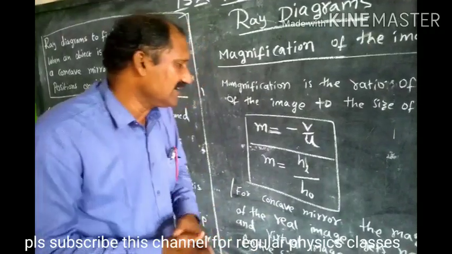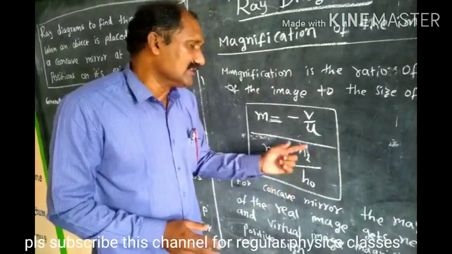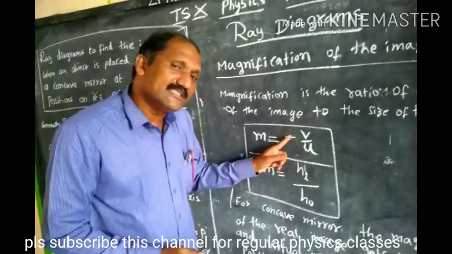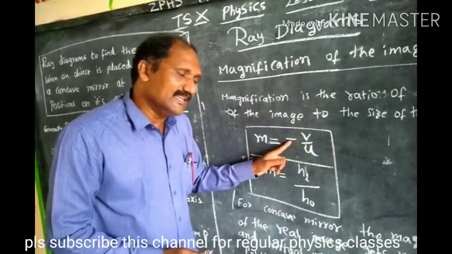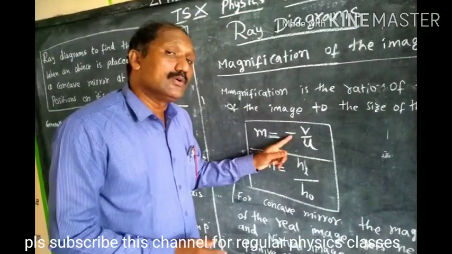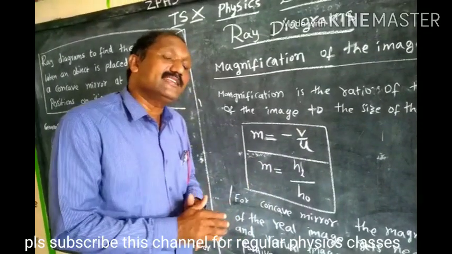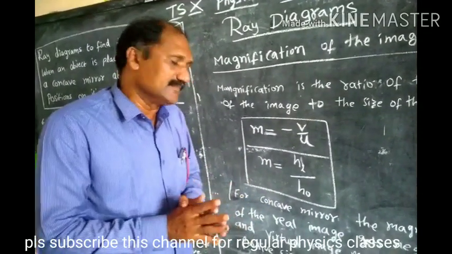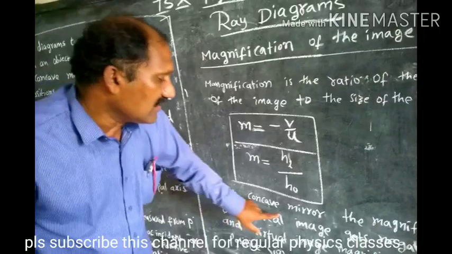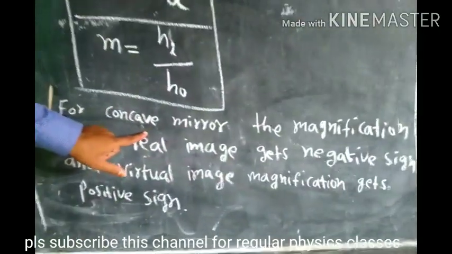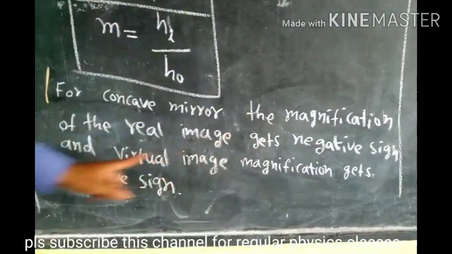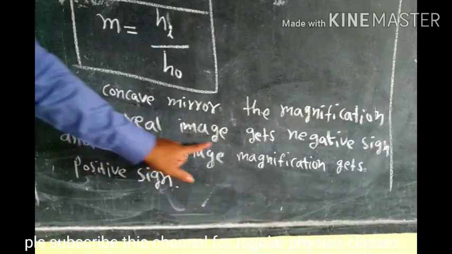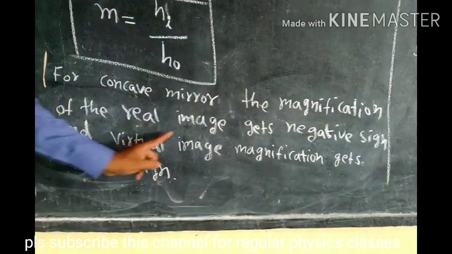In the same manner, here this happens. This minus is used to know the direction of the property of the image. That means for a concave mirror, the magnification of a real image gets a negative sign.